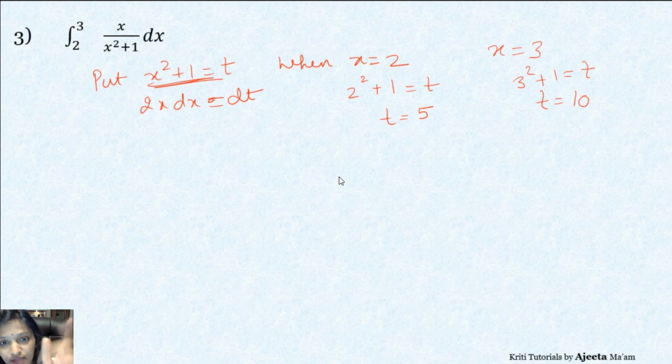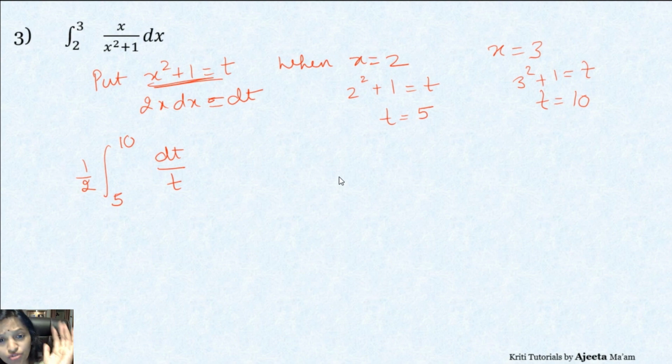How do we change it? I repeat again. It varies according to your substitution. Here we have substituted x square plus 1 as t. So we are going to change the limits also accordingly. So now here the question becomes 5 to 10. Okay. And now here it becomes 1 upon 2 dt upon t. Now the advantage of changing the limits.